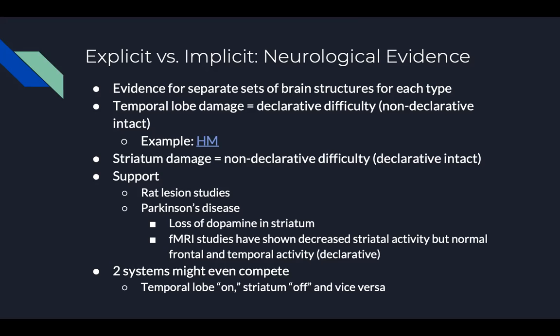However, there is a good body of evidence that supports the other notion in this debate, that there are separate brain structures that are involved in explicit and implicit memory. Individuals who have sustained damage to the temporal lobe region demonstrate difficulty with their declarative or explicit memory, but they have intact non-declarative or implicit memory. An example of this is the famous HM.